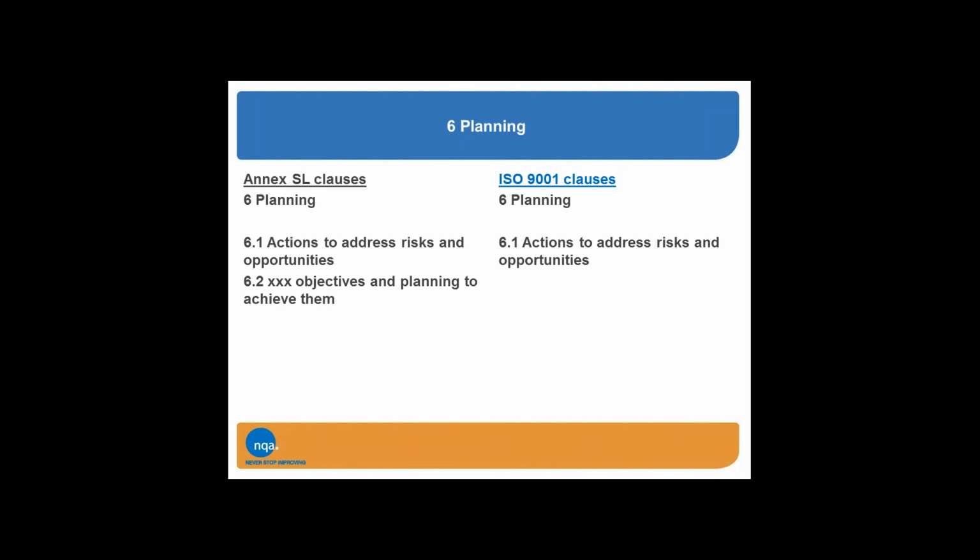Objectives and planning to achieve them. So we have our risks, we have our opportunities. How are we going to address those? Through our planning, through our setting of objectives. And not surprisingly, within our quality management system, they will be quality objectives and planning to achieve them. And then interestingly, in 9001 over and above Annex SL, we have this additional clause 6.3, planning of changes.